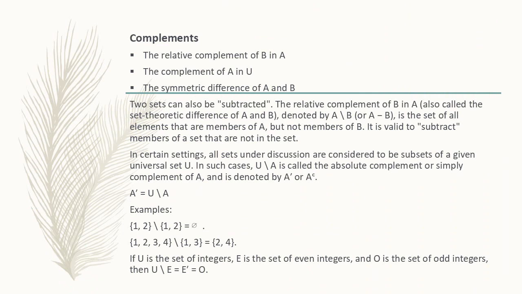Examples: {1, 2} minus {1, 2}. Here we write it as the empty set, because if we subtract {1, 2} from {1, 2}, we have the empty set. Next, {1, 2, 3, 4} \ {1, 3}. Here we know that 1 and 3 are also in set A, so we just write {2, 4}.